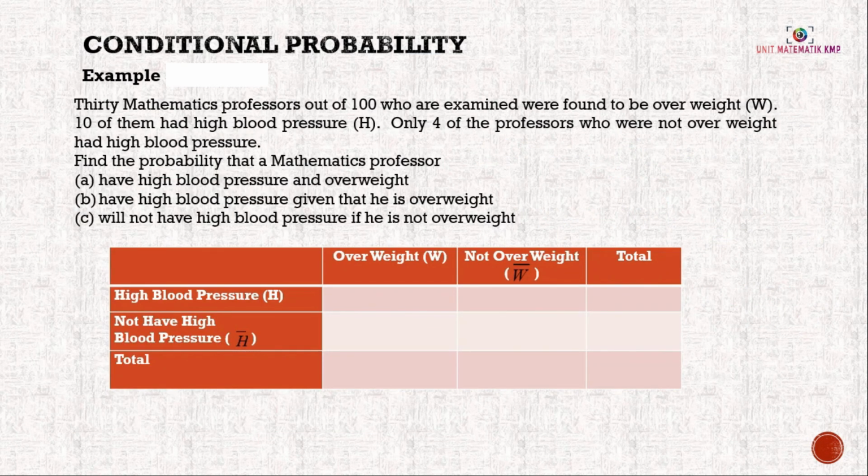Okay, next example. So this one is not a tree diagram question. Okay, so 30 mathematics professor. So dekat sini dia trick kita sikit. Dia guna word dan bukannya numbers. 30 mathematics professor. Okay, out of 100 who are examined were found to be overweight. So 10 of them had high blood pressure. Only 4 of the professors who were not overweight had high blood pressure. So dia dah bagi table kat sini, kita cuma perlu lengkapkan.